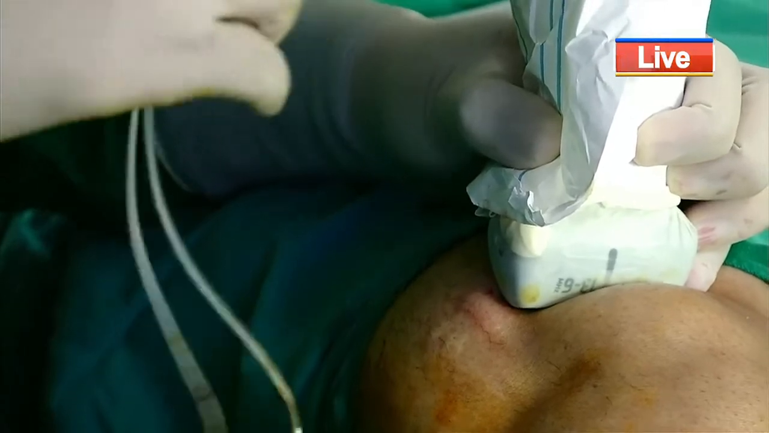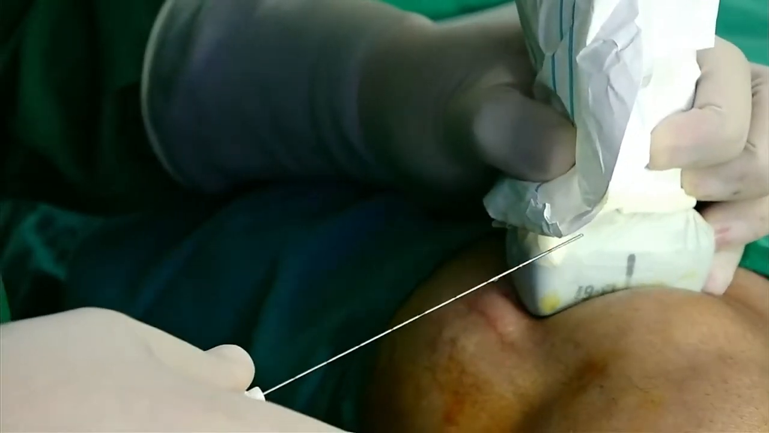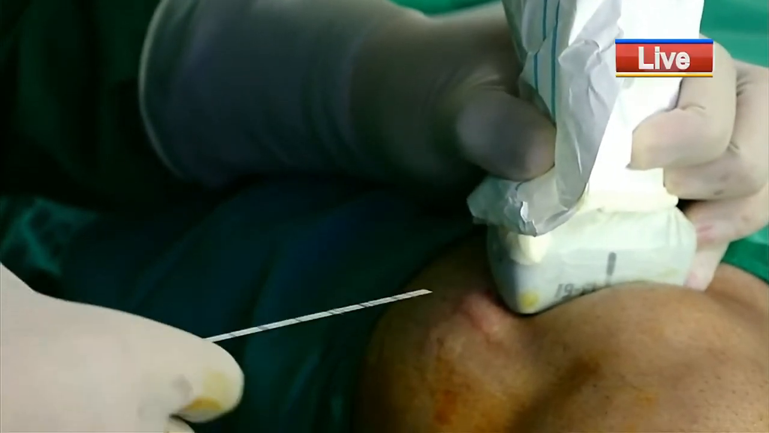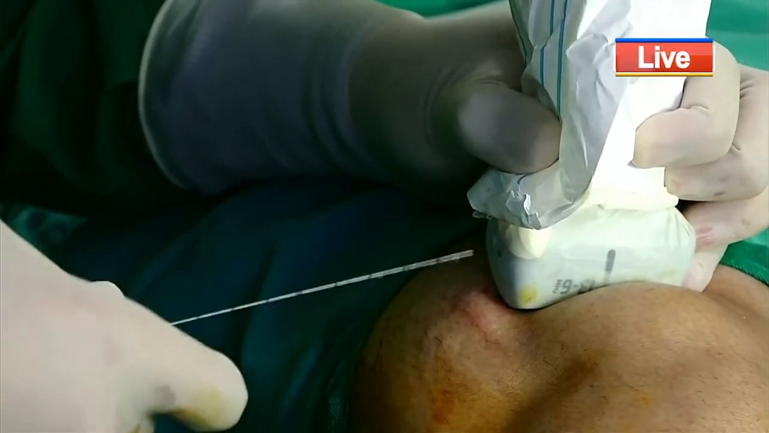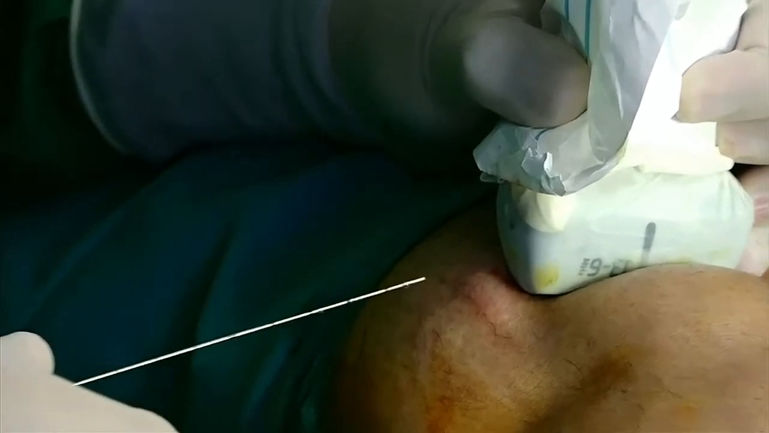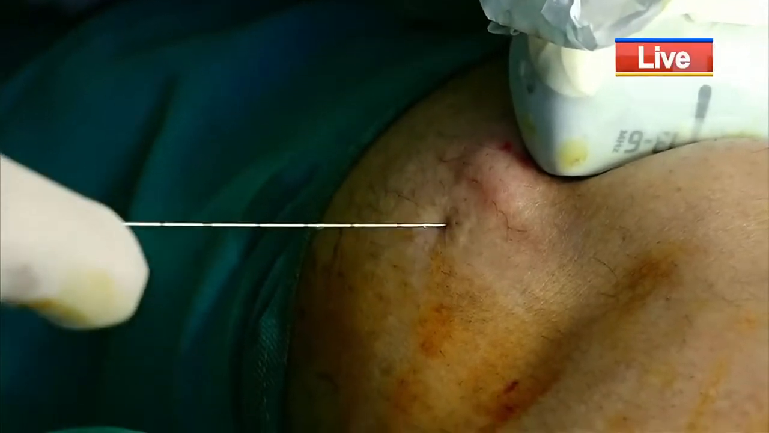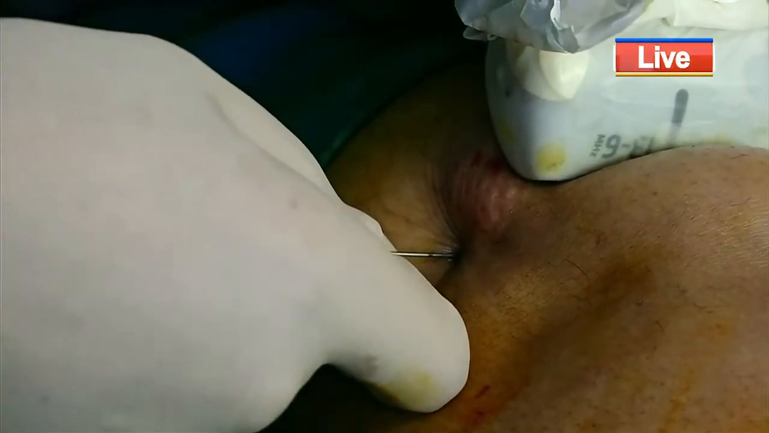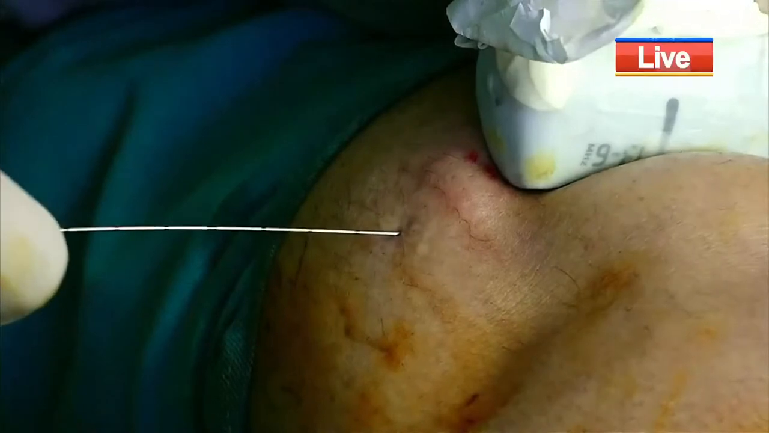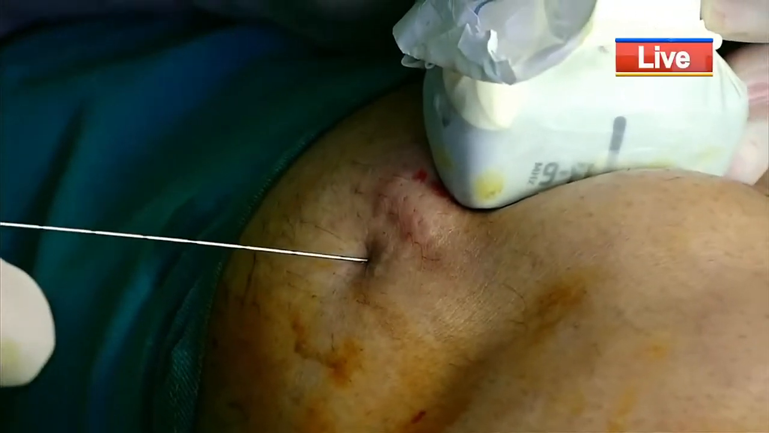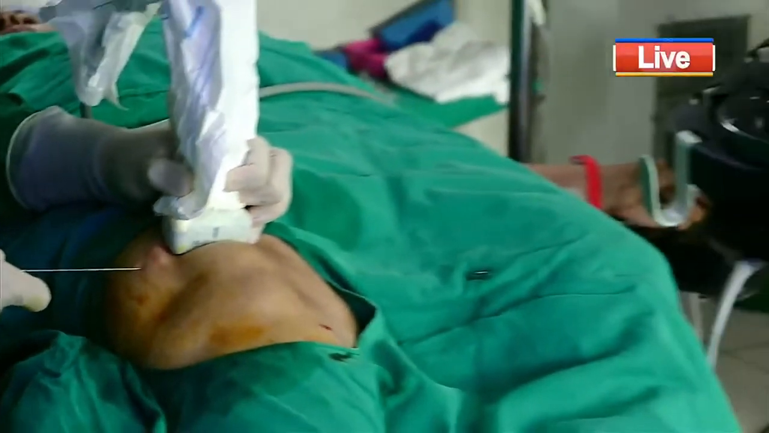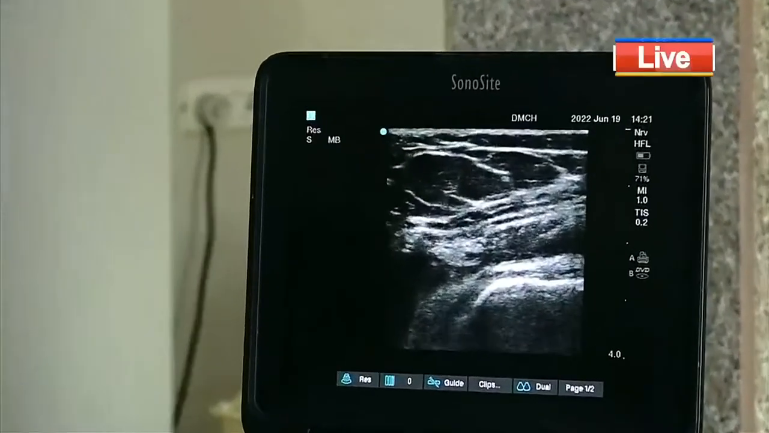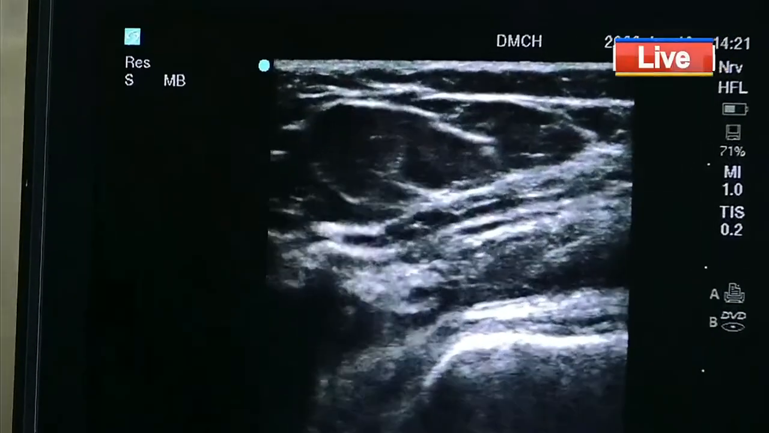Now we are just going to put in the needle. Our aim is to make the needle reach the middle point, but we will track the whole path of it. Just going gently. So the first pop, most of you know. I think you are doing much better regional than I am doing. So start seeing your needle.